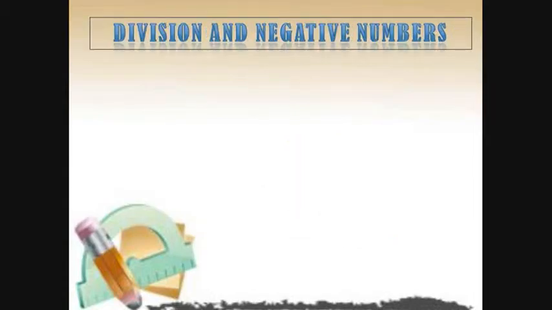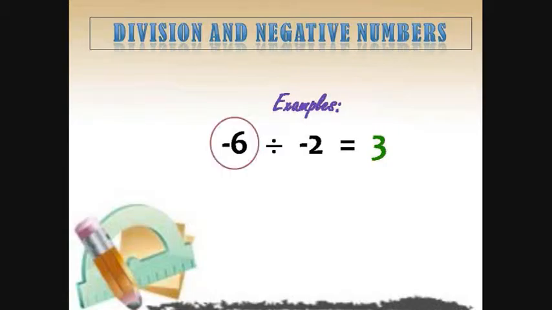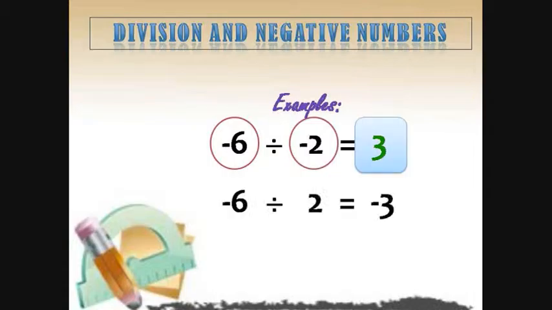Division and negative numbers. The exact same idea applies to division. We say negative 6 divided by negative 2 is equal to 3. Notice, we work with two negative numbers and the final answer is positive. When we divide negative 6 by 2, we get the final answer negative 3. Here one of the numbers is negative and the other is positive.